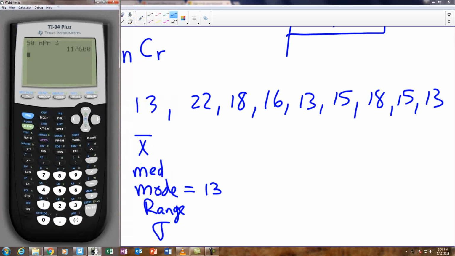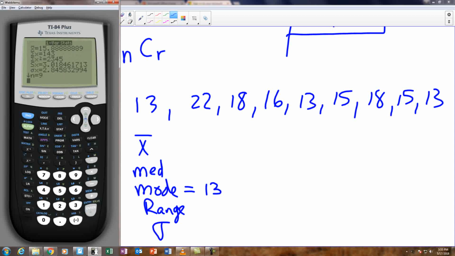I always start with stat. I need to edit the data. You should have a cleared calculator before you start, but if there is something there, you just clear it out. My list started with 13, and then 22, and then 18, 16, 13, 15, 18, 15, and 13. And that's 9 values, so I'm pretty good there. Stat, I slide over to make a calculation. It's one variable, statistics. And I enter down to calculate.